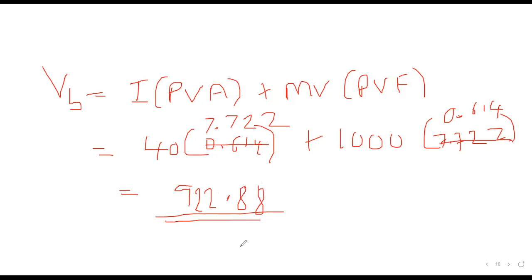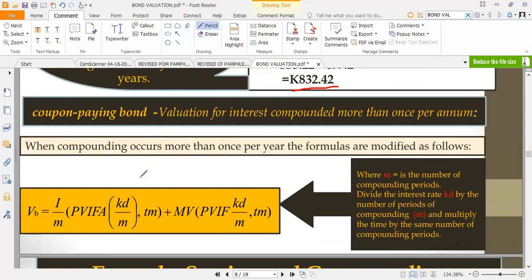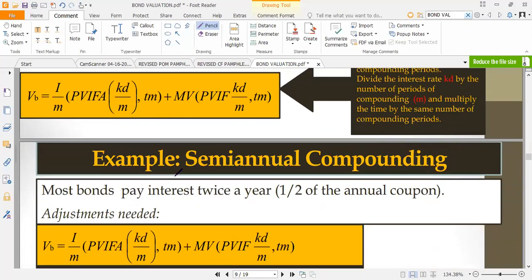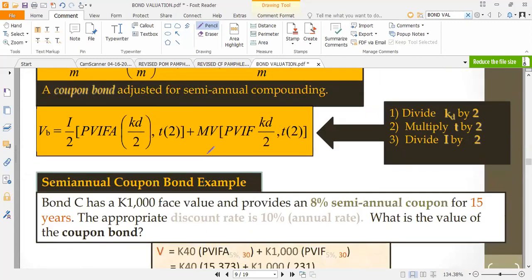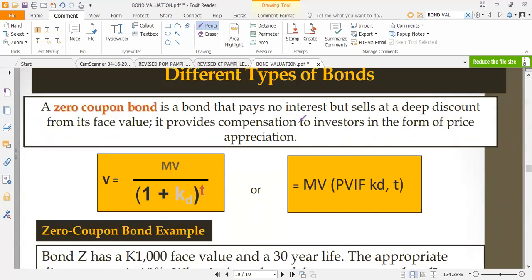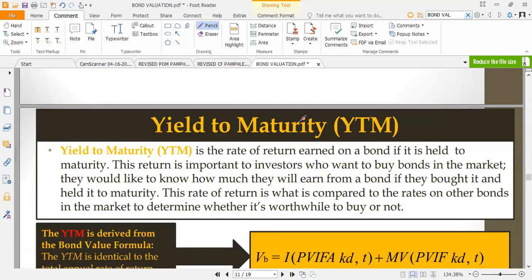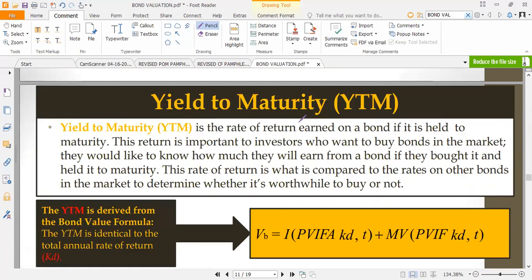Okay, so this is where we end in our first session. So tomorrow we'll continue with our yield to maturity. I'll send you some homework to look at. So compounding and semi-annual. Go and check the pamphlet, the questions there at the end. So we will end here. Tomorrow we'll continue with our yield to maturity, capital gain, and how to apply the rest. Unless there are any questions, please ask now. We end here.